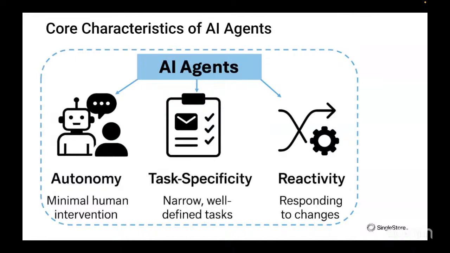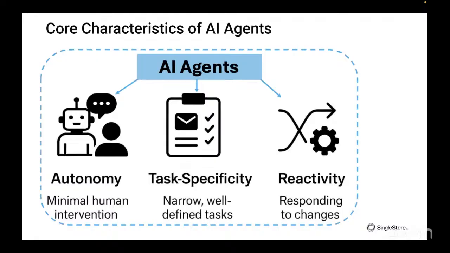And these are the core characteristics of an AI agent: the autonomy, the task specificity, and then reactivity. Autonomy is nothing but minimal human intervention. You don't go again and again with your prompt to make sure. Once you set up your AI agent, that is done. It does everything by itself, right? Because it understands what you're asking, the prompt, and then it does the task decomposition. It gives those subtasks to the other agents, and that's how it basically does the tool calling and all those things. And task specificity is nothing but narrow, well-defined tasks.